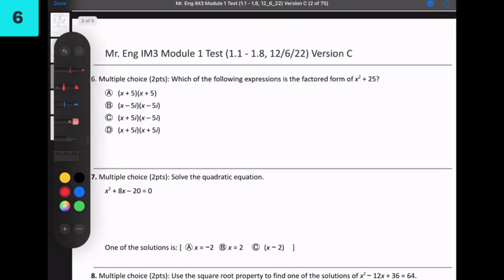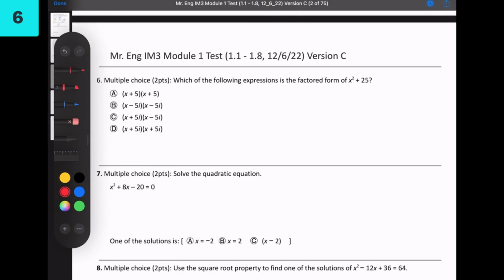Question number 6, which of the following expressions is the factored form of x squared plus 25? So let me show you a couple of ways of solving this one. You can do this by factoring. X squared plus 0x plus 25. Your a value is 1, b is 0, c is 25. Do not make the mistake that your b value is 25. A times c is 25, your b value is 0. Your answer is going to be negative 5i and positive 5i.